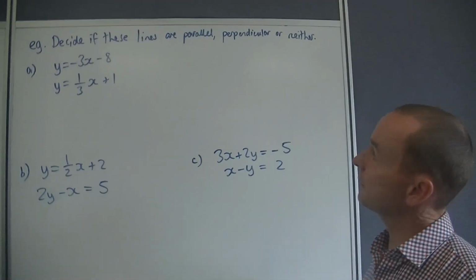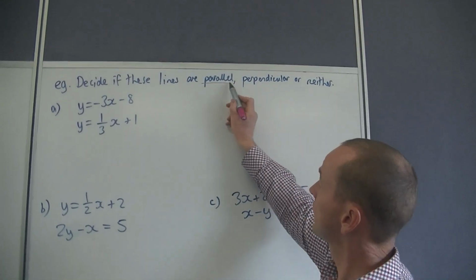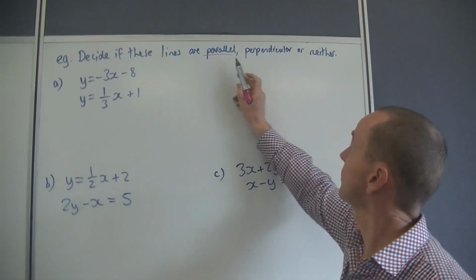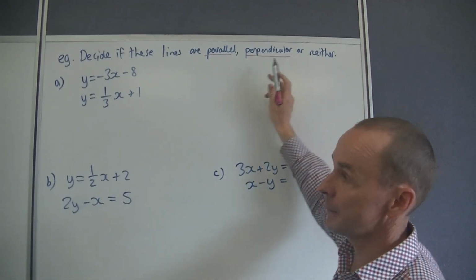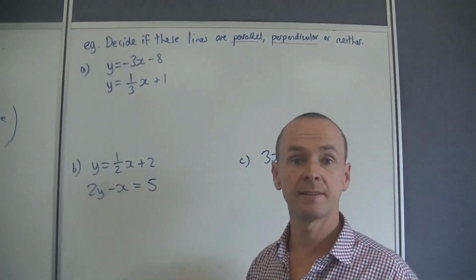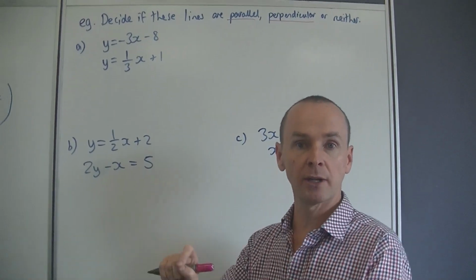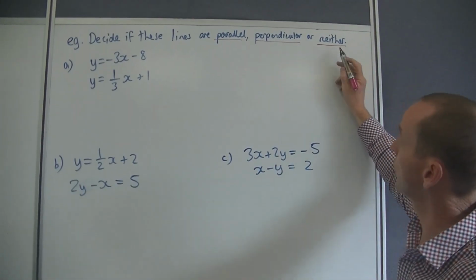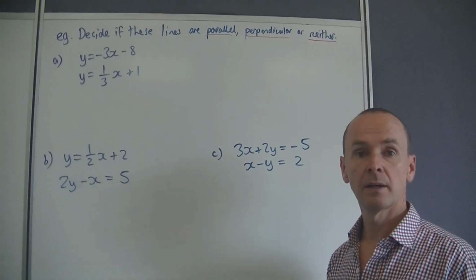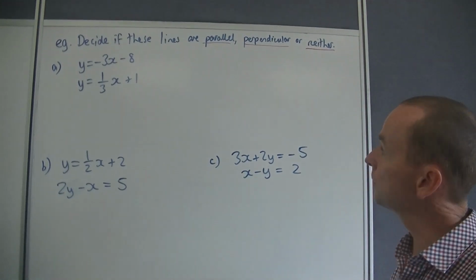Alright, decide if these lines are parallel. That means they've got the same gradient. Perpendicular, that means that the second gradient is a negative reciprocal. Remember that, you flip it and change the sign. Or if neither work, then you say it's neither. They're just going to intersect at some random angle.